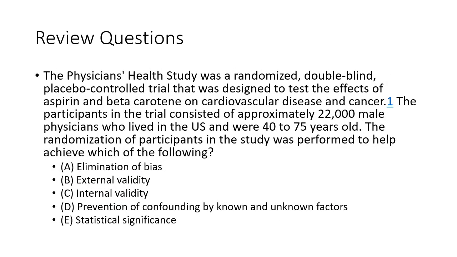Okay. The Physician's Health Study was a randomized, double-blind, placebo-controlled trial that was designed to test the effects of aspirin and beta-carotene for CV disease and cancer. Participants in the trial were 22,000 male physicians who lived in the U.S. They were 40 to 75 years of age. Randomization in the study was performed to achieve which of the following? Does it eliminate bias? Does it have external validity, internal validity, prevention of confounding by known and unknown factors, or statistical significance? Why do we randomize patients?